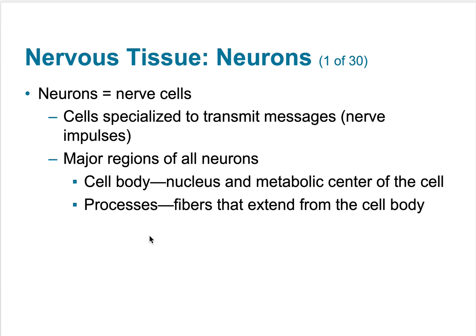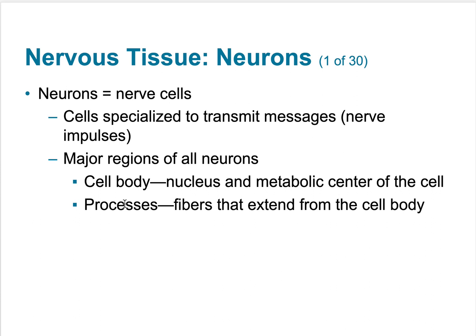Okay, and so the cell body's got the nucleus. It's where all the metabolic machinery of the cell is going to be located: the endoplasmic reticulum, the Golgi, the ribosomes, all of that is going to be found in the cell body. Okay, so that's where the nucleus is found. Then you've got processes that hang off of the cell body, and they extend from the cell body.